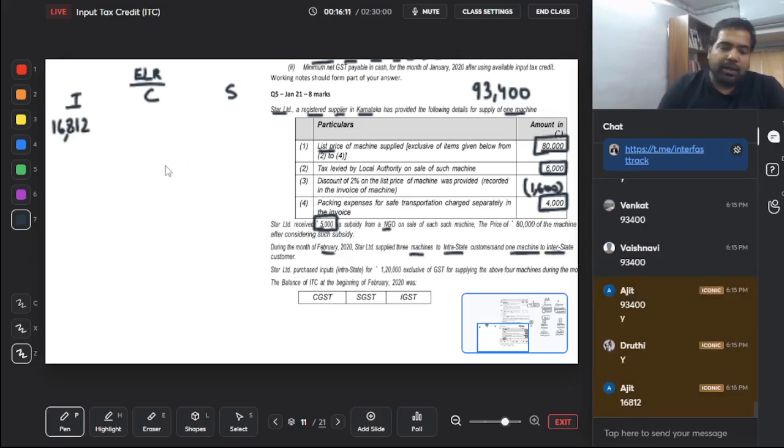Good, Ajit. And 93,400 into how many machines intrastate, guys? Intra 3 machines, into 3, that is 2,80,200 into 9% is 25,218.